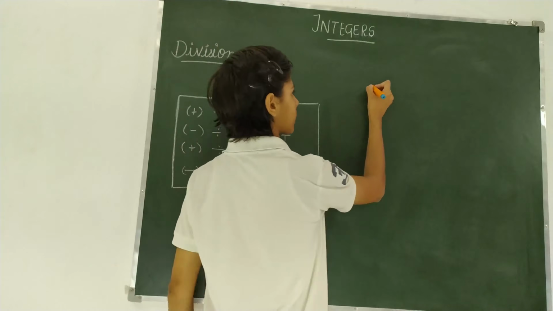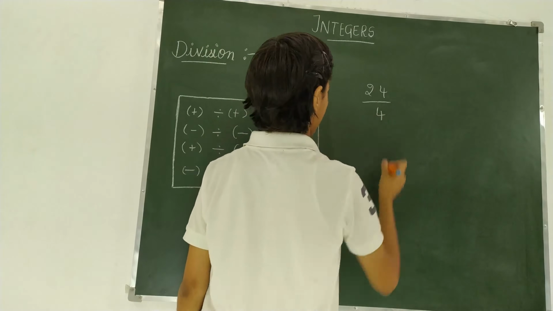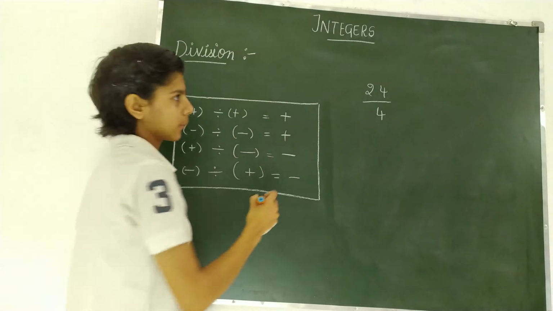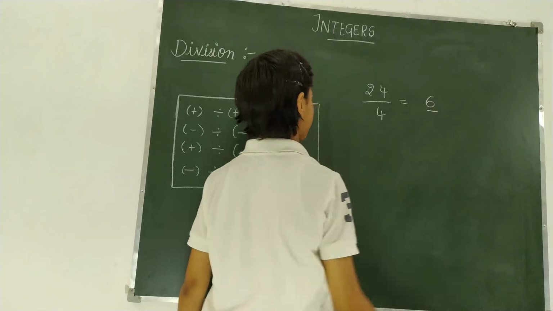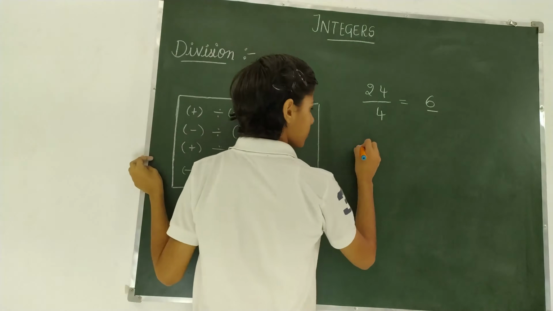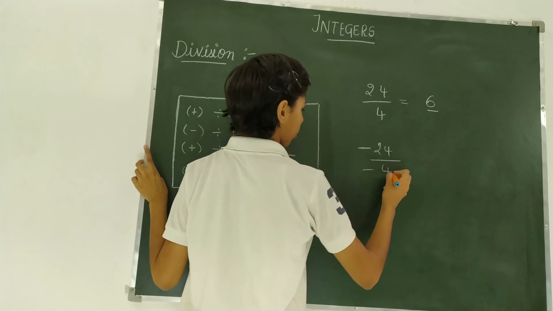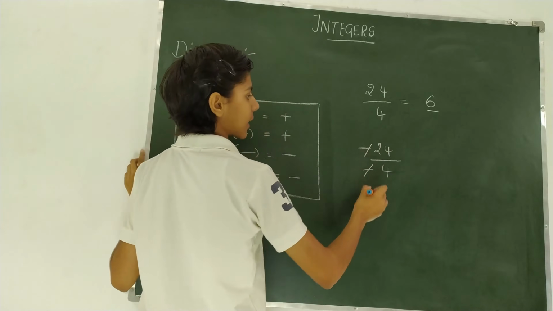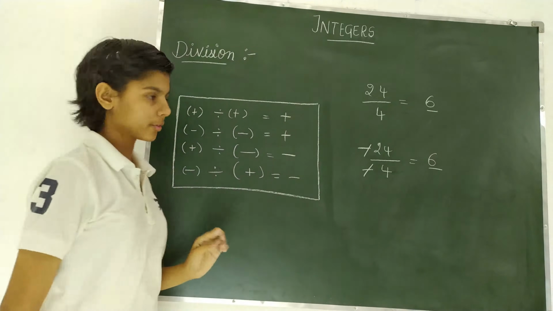For example, you are dividing 24 by 4. Both are positive, so the answer will come 6, that is also positive. And if we are dividing two negatives, same example I am taking, minus 24 by minus 4. So this minus gets cancelled and the answer will come 6, or positive.